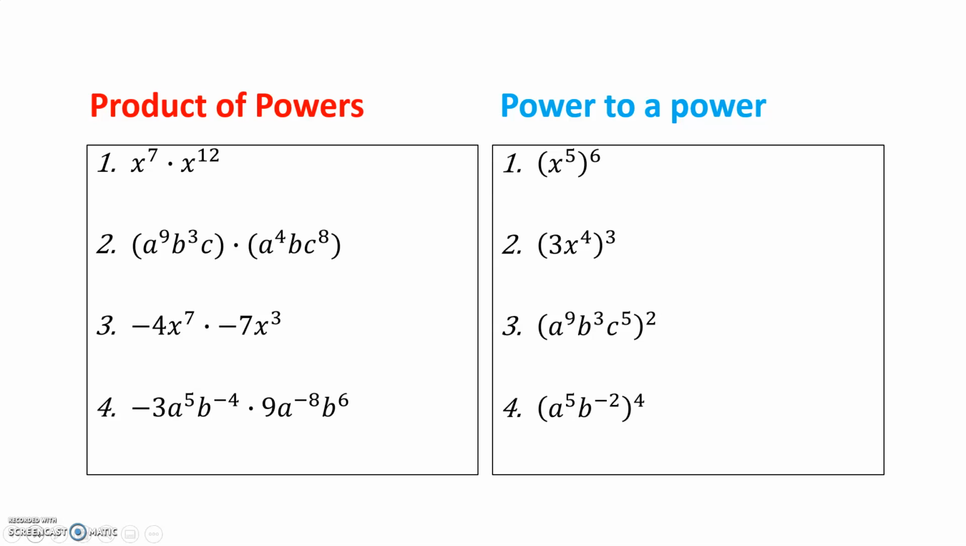So the first two that we talked about when we were dealing with exponents, one of them was called product of powers. The other one is called power to a power. So what I want you guys to do right now, we're just going to focus on the left right now. So I'll give you guys a quick little review here. Product of powers. Product is just a fancy way to say multiply.